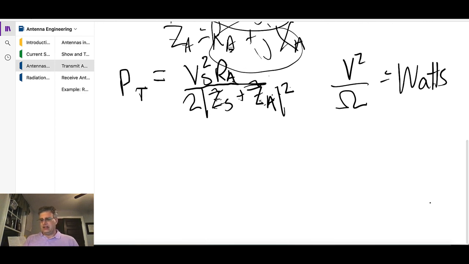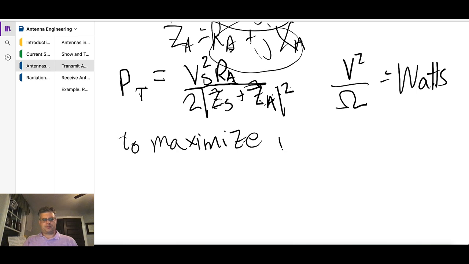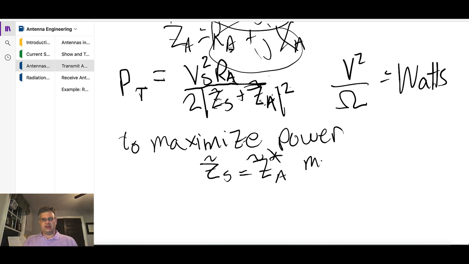Okay. So, what would I do to maximize this? This is one of the basic circuit questions that you're asked when you first learn circuit theory with time-harmonic systems using phasors. And it's not a trick question. You always use a complex conjugate load to maximize power. Z sub S is equal to Z sub A conjugate, the condition that we know in electrical engineering as max power transfer.